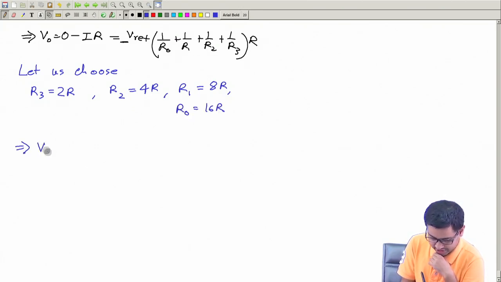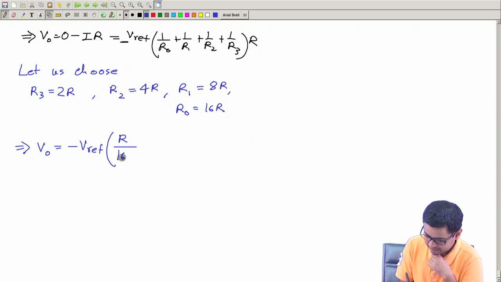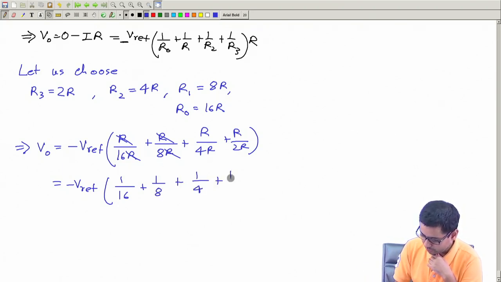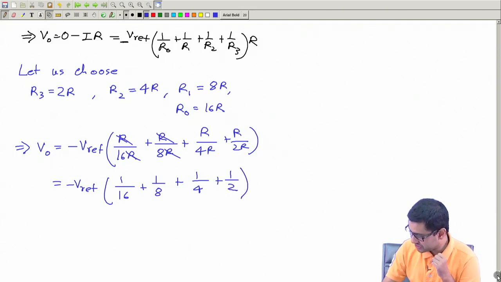So, therefore, what we will have is V0 is equal to minus Vref, here in place of 1 by R0, let me take this R inside. So, I will have R divided by R0, which is 16R, plus R by 8R plus R by 4R plus R by 2R. So, you can also write this, the R cancels, so we have 1 by 16 plus 1 by 8 plus 1 by 4 plus 1 by 2. I have done a small mistake.